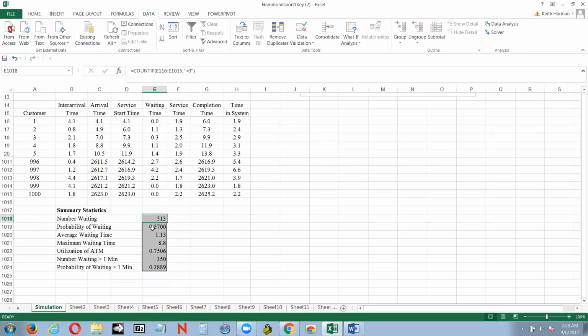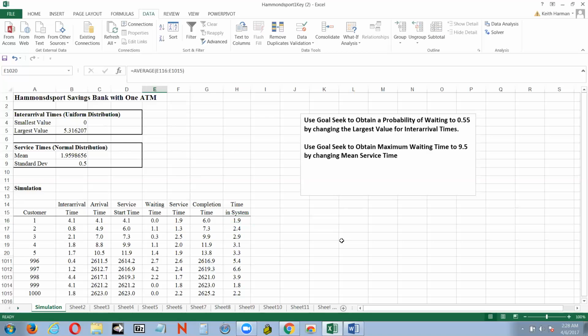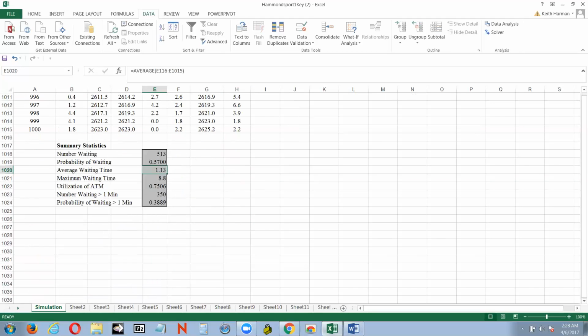Now, again, we can compute the probability of waiting. The second piece of this is I ask you to use goal-seek to obtain a waiting time of 9.5 by changing the mean service time. So let's look at this for just a minute, okay? And let's find the cell for the maximum waiting time. And the maximum waiting time is going to be right over here, at cell C1021, okay?